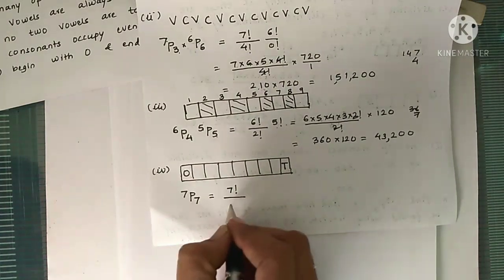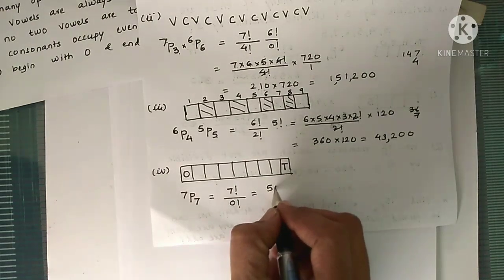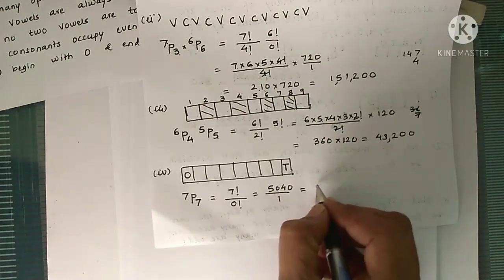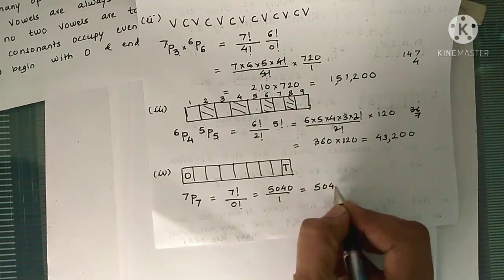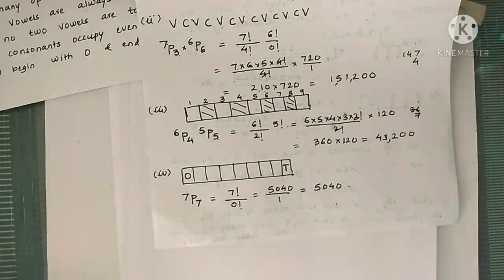So that is 7 factorial upon 0 factorial. Now 7 factorial is 5040. 0 factorial is 1. So such types of arrangements are 5040.